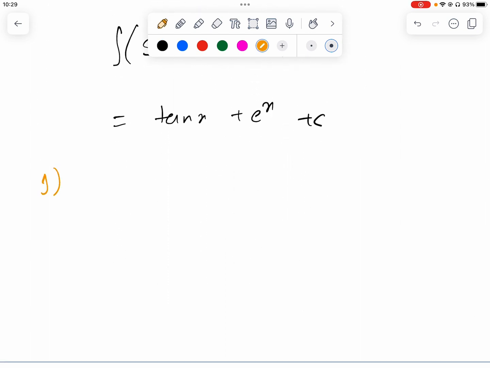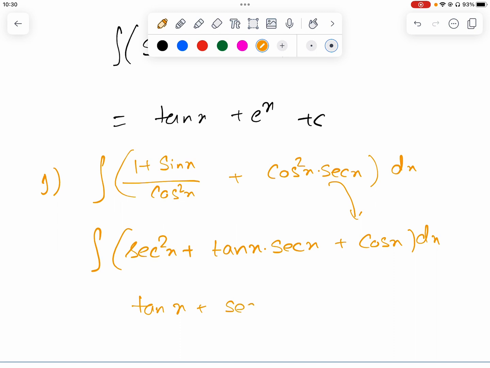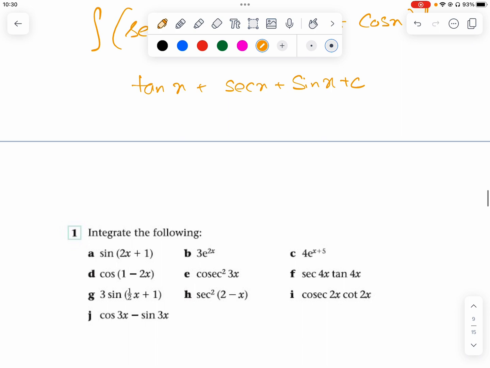Finally, part J, integral of (1 plus sin x upon cos square x) plus cos square x times secant x. So separate it. 1 upon cos square x is secant square x. Sin x upon cos square x is sin upon cos, which is tan, and one more cos is left over, so it becomes secant x. Cos and secant get cancelled, and only one more cos is left over in this term. So the integral of secant square x is tan x, secant x tan x integral is secant x, and the integral of cos x is sin x, plus c. That completes this one.